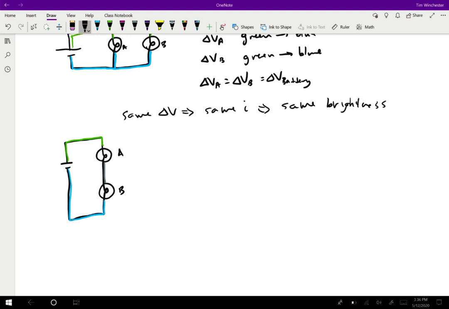What we do know now, though, is that the current is the same through each, because by the junction rule, any current that goes through A cannot get used up. It has to go through B as well. So A and B have the same current, which means same brightness.